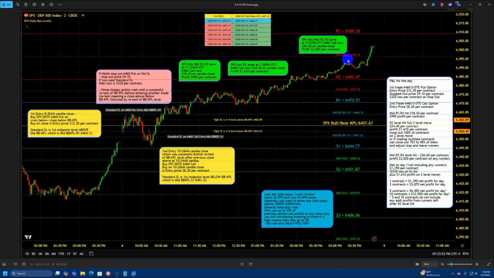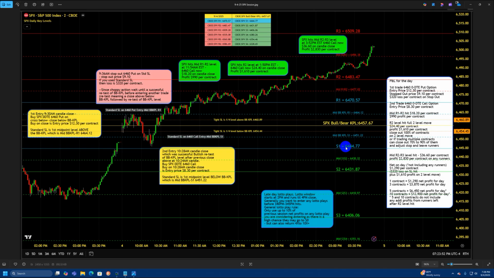The levels above the bull bear key price level are primarily used for take profit on long plays that are triggered from a bullish entry signal given from this level. The levels below it are primarily used as take profit levels for a bearish entry signal that would be triggered by this bull bear key price level.